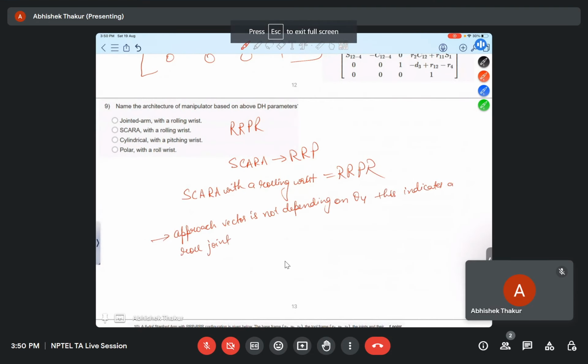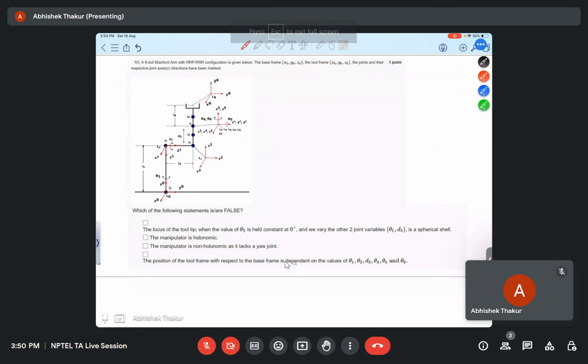So we'll move on to the last question of today's session. In this question, it is asking: a 6 DOF standard extended arm with RRP, RRR configuration is given below. The base frame is X0, Y0, Z0, and the tool frame is X6, Y6, Z6.